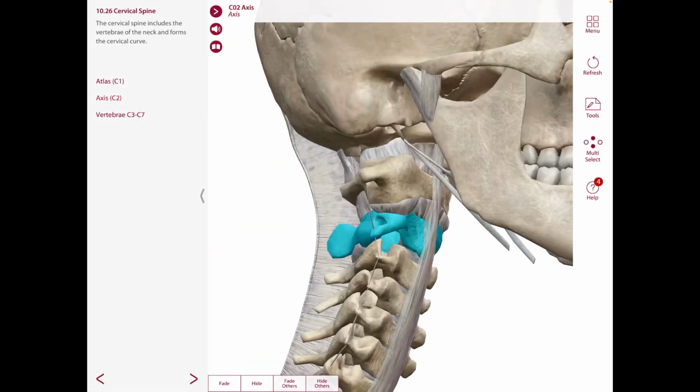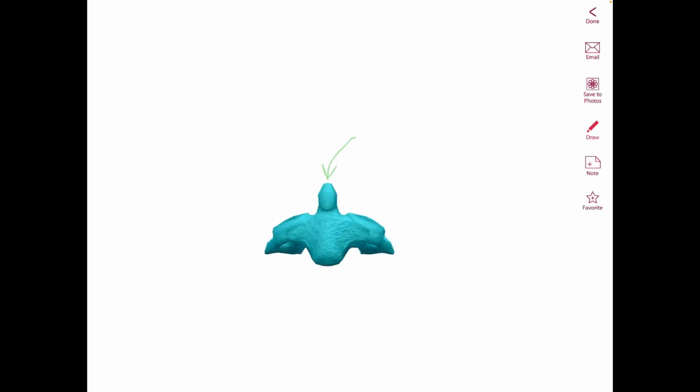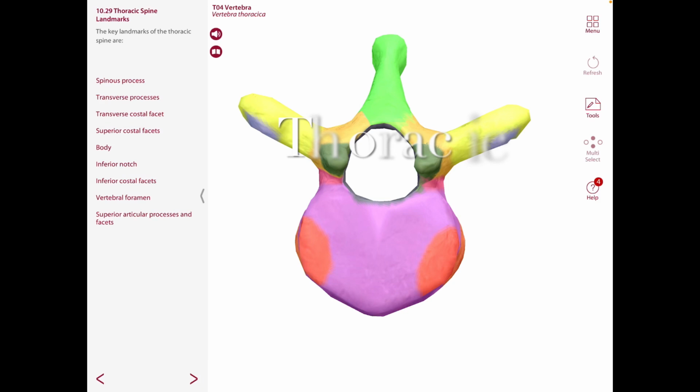Now for C2, this is also an atypical cervical vertebra. As you can see, it has a bony prominence that projects superiorly from the vertebral body. This is known as the dens. And it articulates with the facet on the anterior arch of the atlas at the median atlanto-axial joint.